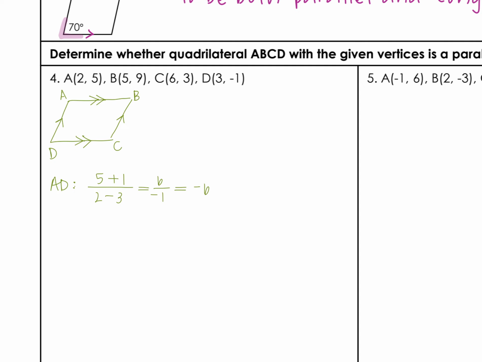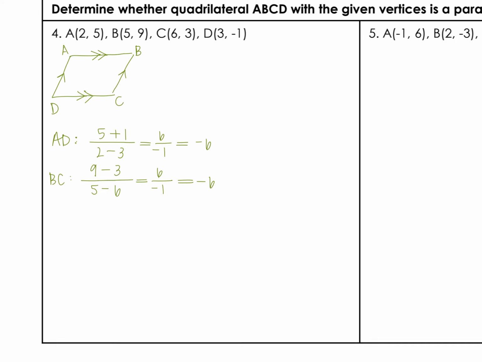Now let's check our BC. Okay, so focusing in on BC, the difference in my y's will have 9 minus 3, and then 5 minus 6. Okay, so 9 minus 3 is going to give me 6. And then 5 minus 6 gives me -1. When I simplify, I'm just going to get -6 for that. So we currently have AD to be parallel to BC since they have the same slope.